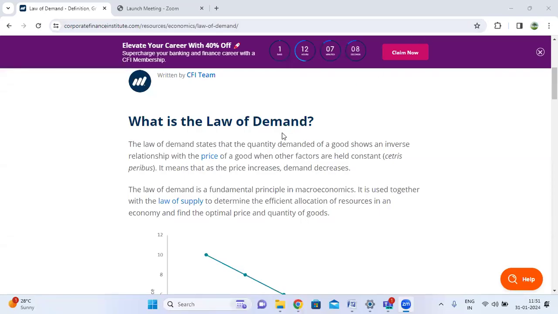Good morning, all. Today we are going to discuss the law of demand, in the second unit. Introduction to the law of demand.